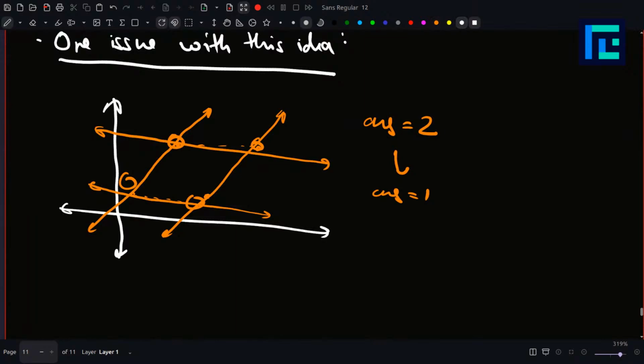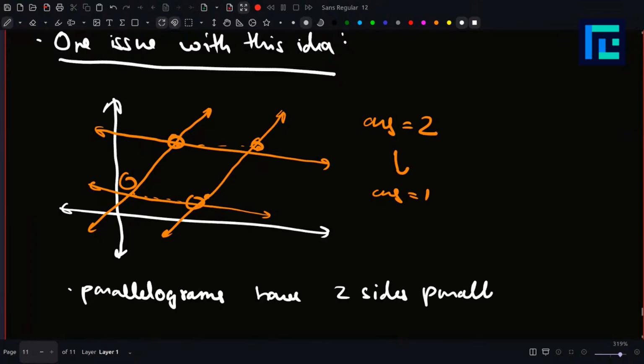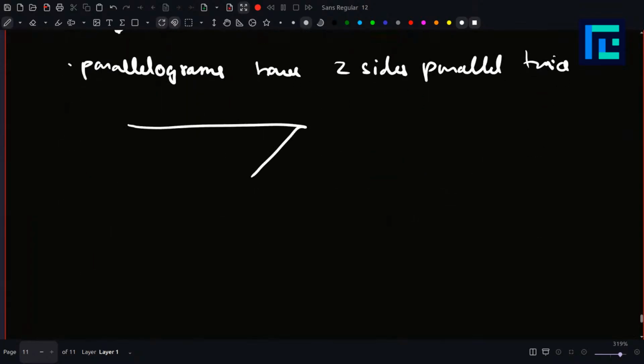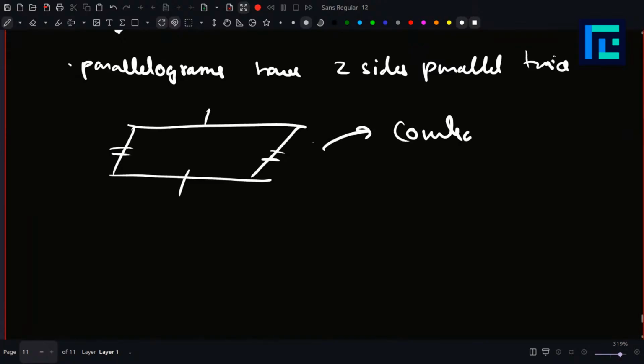And basically, the problem is parallelograms. Parallelograms have two sides parallel, two sides parallel twice. Basically, for a parallelogram, we know the definition, right? These two sides are parallel as well as these two sides being parallel. So what's happening when we're counting slope-wise? The parallelograms are getting counted twice.